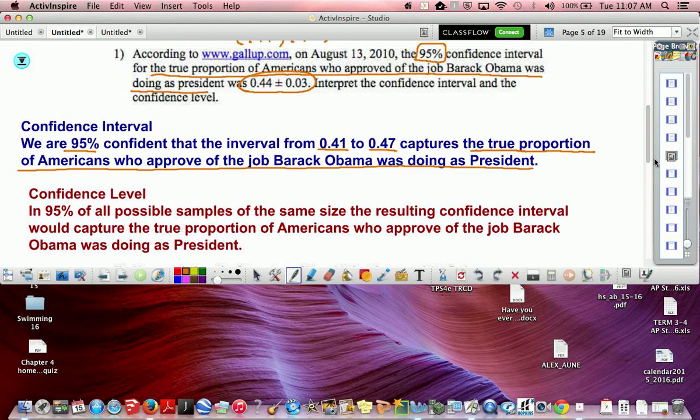So again, our whole idea of confidence intervals and this confidence level is basically telling you, if I do this process over and over and over again, that percentage of confidence intervals is going to capture the true parameter. So our true proportion in this particular case.